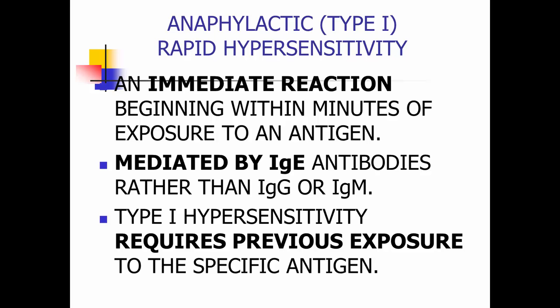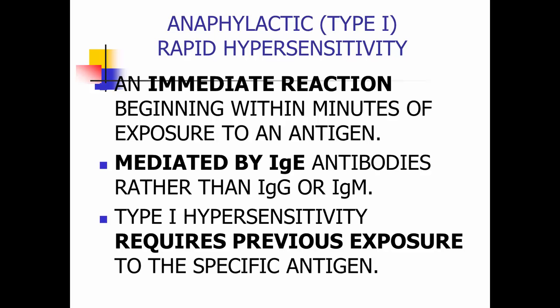And that's an example of an IgE-mediated antigen. So back on the PowerPoint, it says anaphylactic type 1 rapid hypersensitivity is an immediate reaction. It begins within minutes of exposure to an antigen. It is the most common type of hypersensitivity that individuals have. It's mediated by IgE antibodies, and there's increased production of IgE.